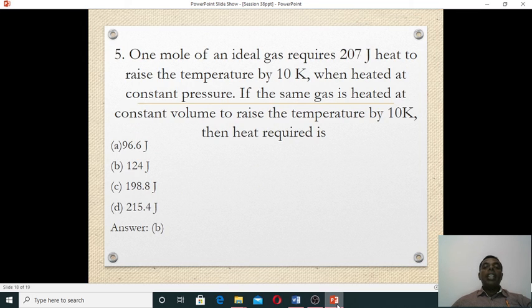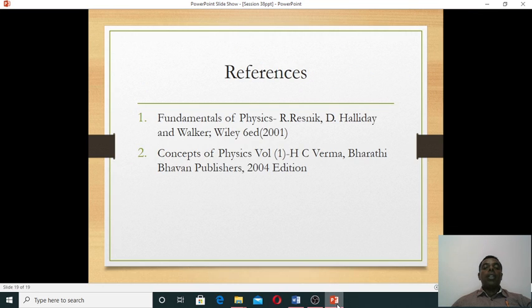One mole of an ideal gas requires 207 joules of heat to raise the temperature by 10 Kelvin when heated at constant pressure. If the same gas is heated at constant volume to raise the temperature by 10 Kelvin, then the heat required is 124 joules. So these are some questions on this topic. To refer to this topic, these are the books you can refer to for further study.